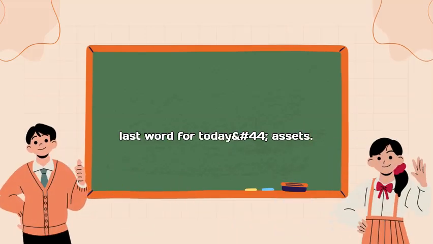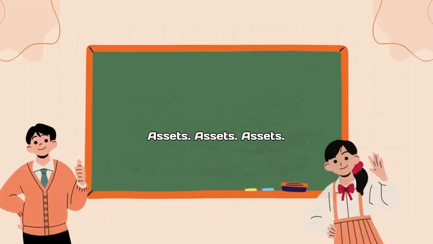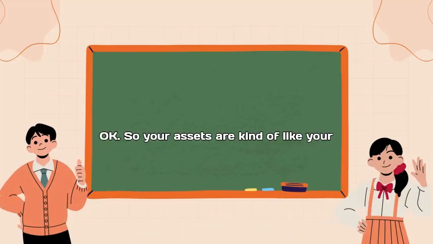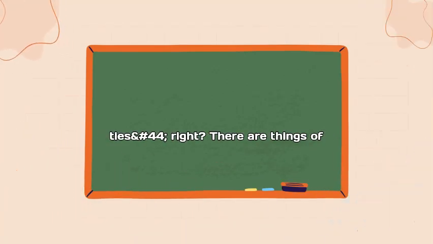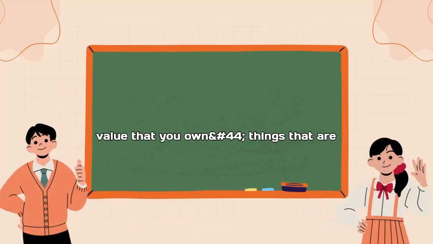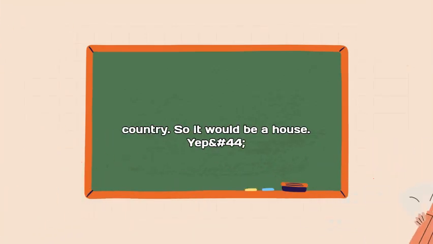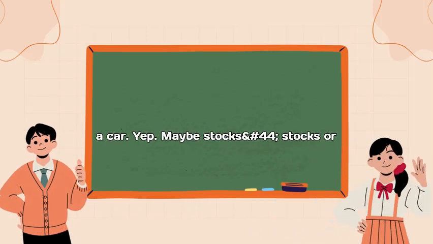Okay. And our last word for today, assets. Okay, so your assets are kind of like your ties. Right. There are things of value that you own, things that are expensive that you own in your home country. So it would be a house, a car, maybe stocks, or investments. Okay, so all of those things are your assets.